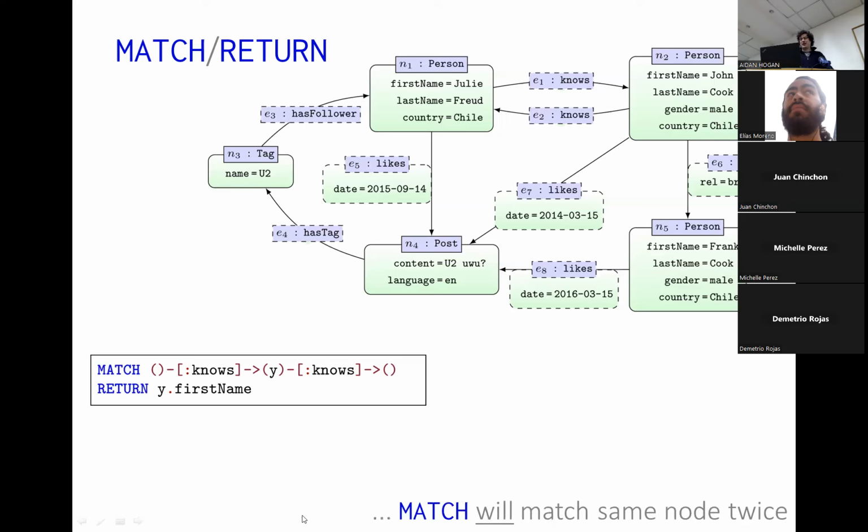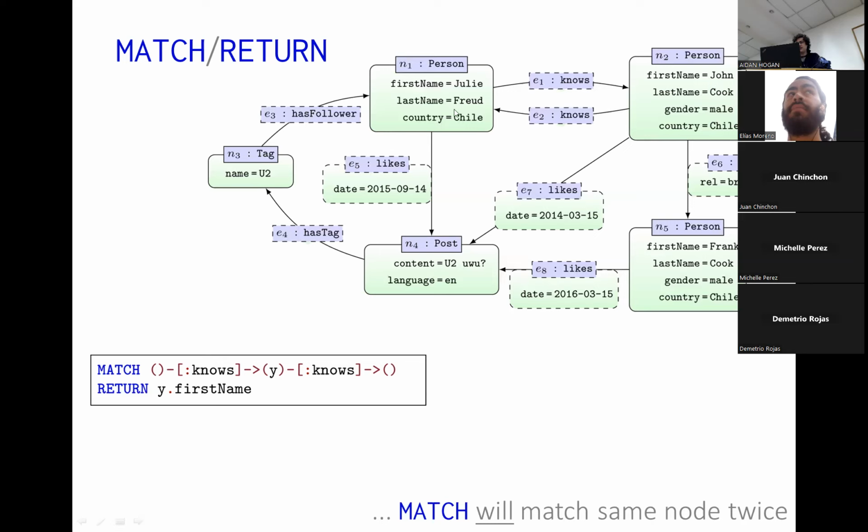Okay. So we can match the same node twice, as I mentioned before. In this case, the direction of this edge has changed. So we're looking for things that are known and that know something. So we want an incoming knows edge and then an outgoing knows edge, rather than two outgoing knows edges. So Julie is known. There's an incoming knows to Julie, and Julie knows. So Julie fits, right? So we'll return Julie.